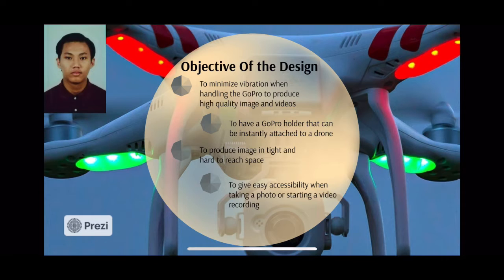Second is to have a GoPro holder that can be instantly attached to a drone. Later in this presentation, my group members will explain our design that will make it easier to attach to a drone. The third is to produce images in tight and hard to reach spaces. Our holder will come with a stick so that it can be attached either to a stick or to a drone, so we can take pictures in tight spaces.